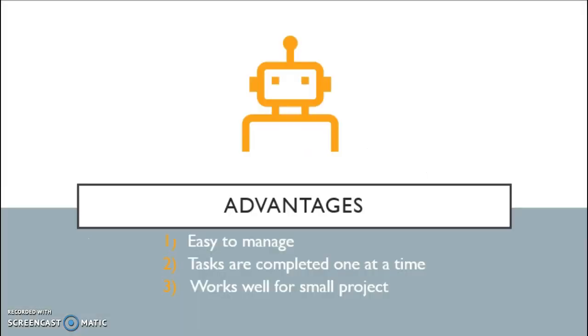Now that we've learned about the phases, let's talk about some advantages and disadvantages of the waterfall model. Some advantages include that it is easy to manage due to the structure and linear fashion of the model. Second, the processes are completed one at a time instead of a lot of tasks going on at the same time, which makes the waterfall model more manageable. And third, it works well for small projects where the requirements are clearly outlined and easy to follow.